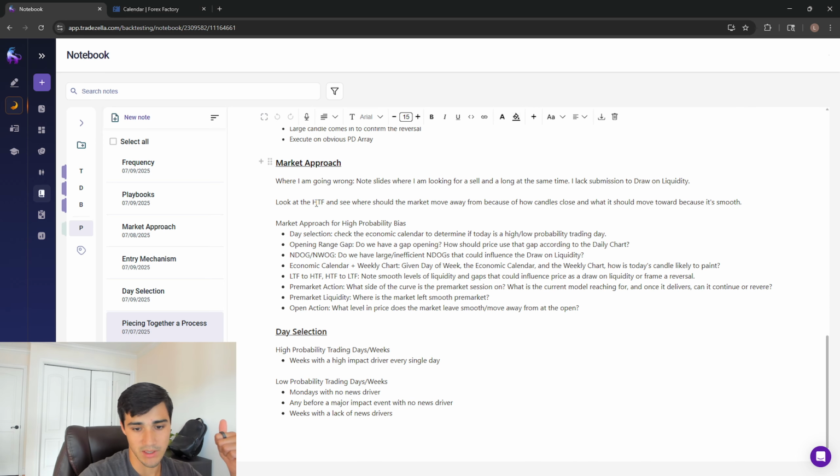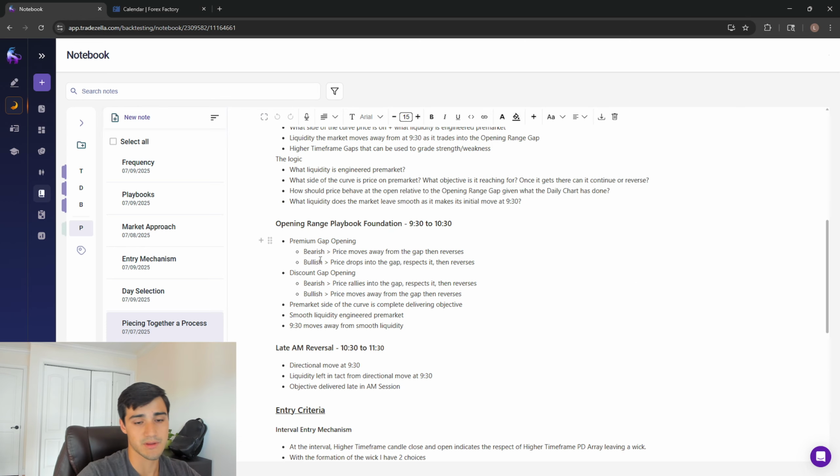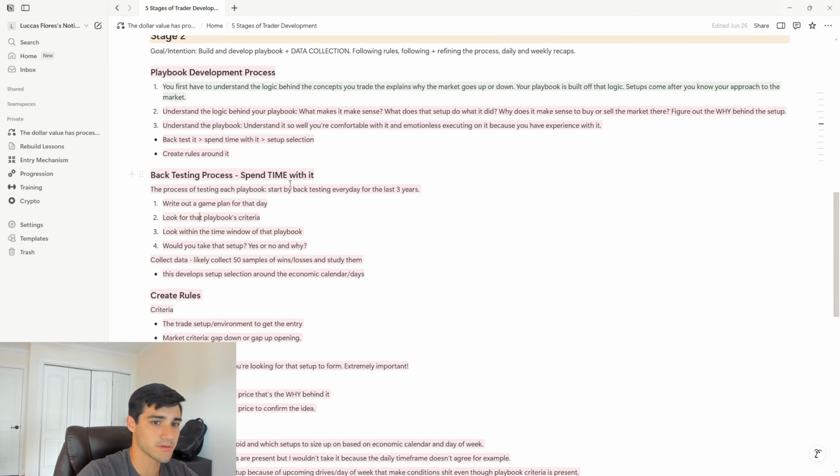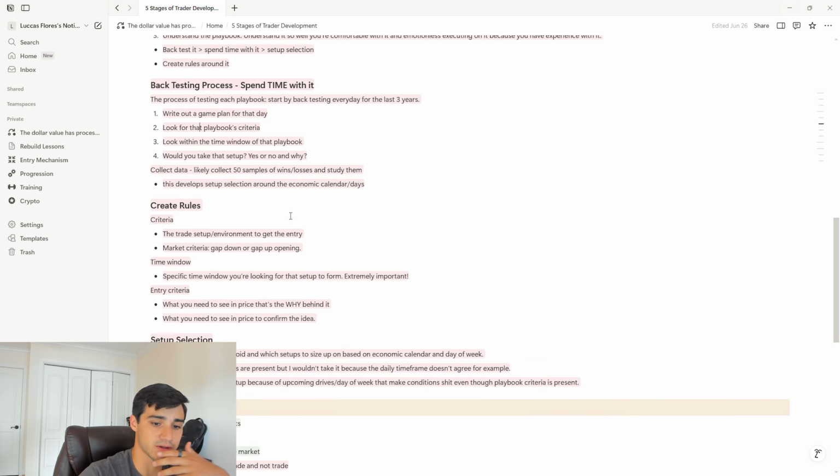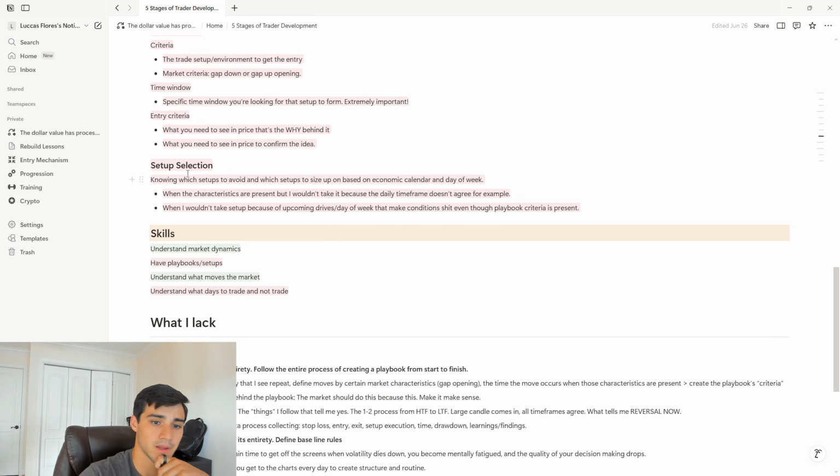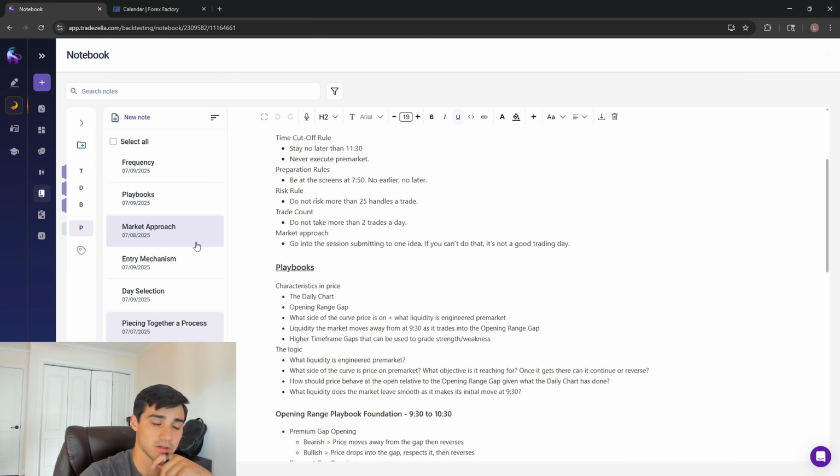Entry criteria, I've got that. Market approach, I've got that. Day selection, I've got that. So I'm just going through here and checking off the boxes. That's it. Setup selection. I have to understand setup selection. So many different elements come together that make up the trading system that is you. Master that first. Focus on that. Don't be worried about the money.